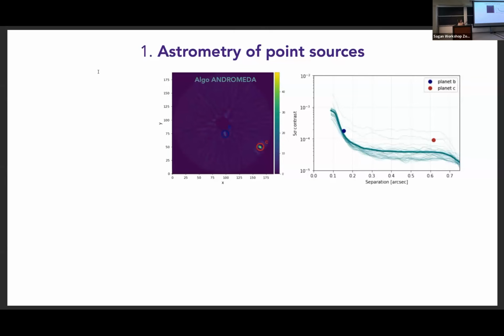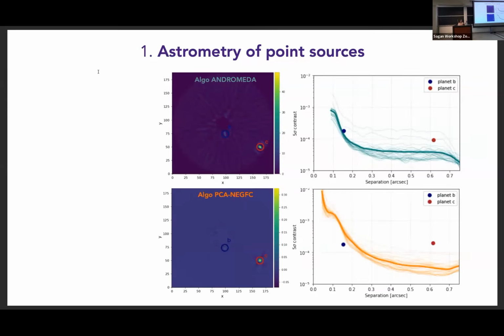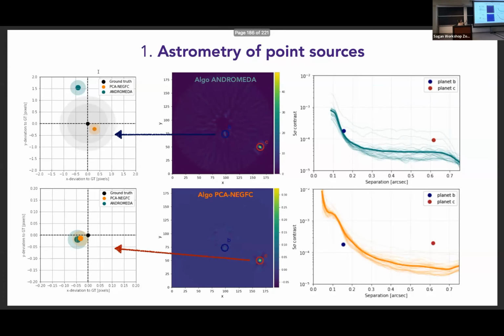So for instance, here you have the detection limit with Andromeda with a very basic PCA. And on the left here, you have the ground truth, in the middle, and the closer, the better. So you see that Andromeda is quite off for the first planet, but it's actually getting better when the planet is further out from the star. So Andromeda is the blue one, which is kind of expected. But NegFC is actually doing really good with the PCA.